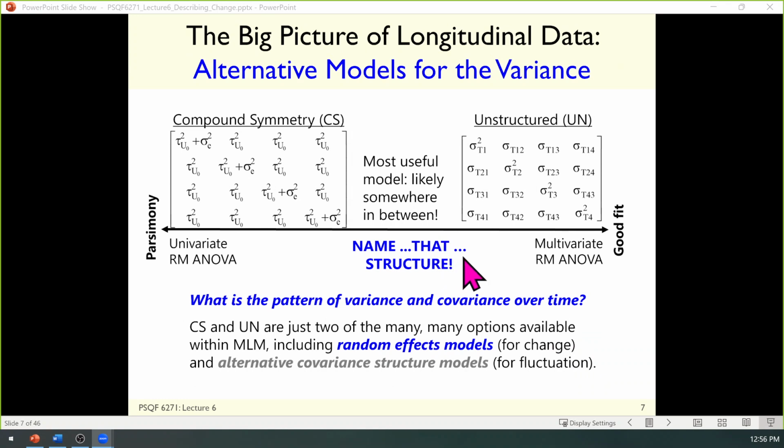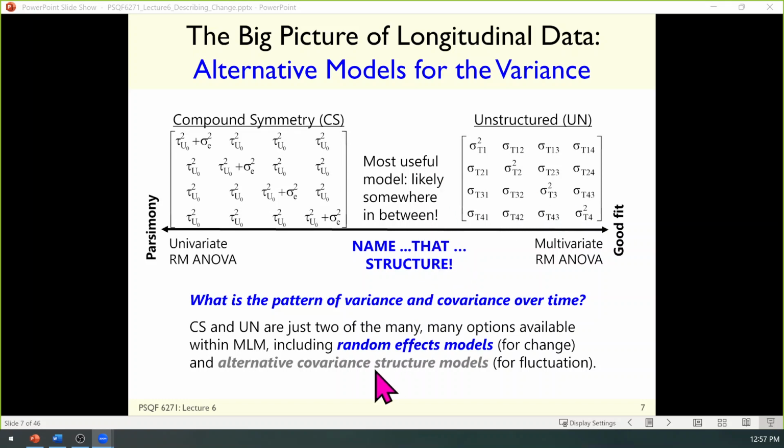All right, so same idea. Compound symmetry with the random intercept only is probably the simplest baseline we would entertain for longitudinal data. Unstructured is the most complex, where everything gets to be what it wants. That's only possible to do if you have balanced data and enough people relative to the number of occasions. So we're looking for something in between.